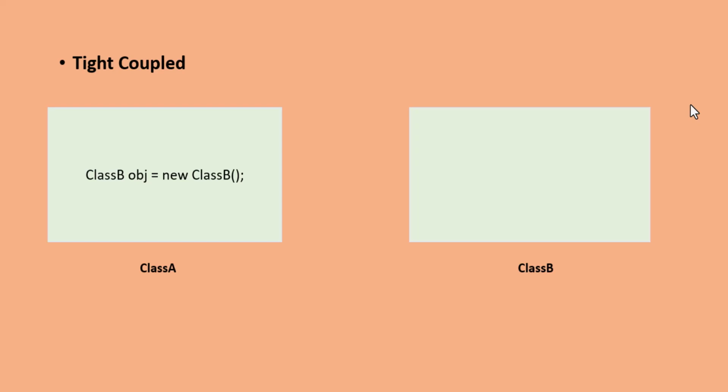The problem here in tight couple is that whenever there are more than one class, or multiple classes, 30 to 40 classes, and if we want to change class B to class C, or just change the name, in that scenario we have to make changes in all 40-50 classes, because we have implemented the object of class B with the new keyword. Now we're gonna remove class B and create the object of class C in that class. So that is a tight couple. Here it's not flexible, it is difficult to maintain.